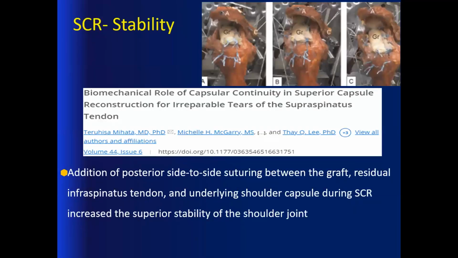So coming to stability, addition of a posterior side-to-side suture between the graft and the residual infraspinatus tendon and the underlying shoulder capsule during the SCR adds superior stability to the shoulder joint.